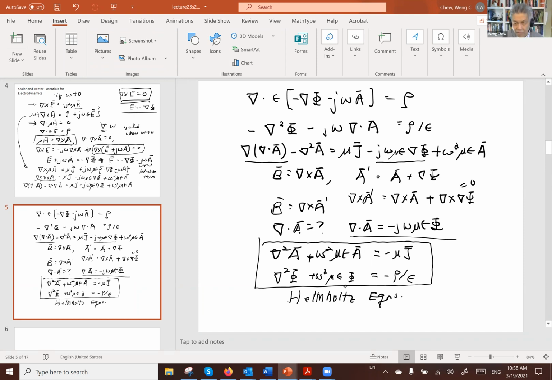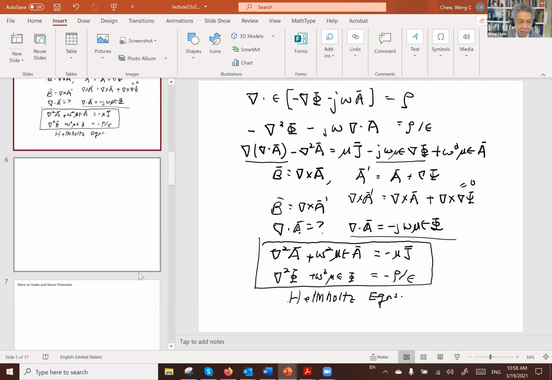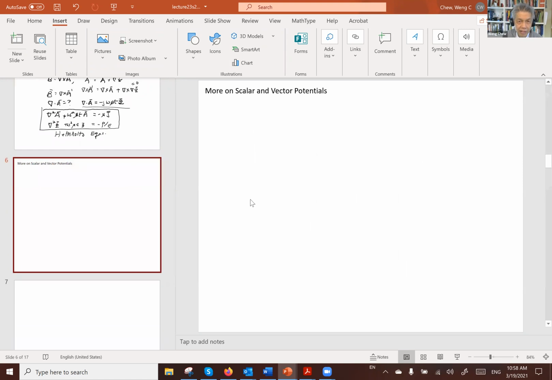So then how do we solve them? Okay, how do we solve them? Well, we discuss how to solve these equations next. Okay, I should put this on a new slide: more on scalar and vector potential. How do you find A and phi, which are my vector potential and my scalar potential? How should I find them?